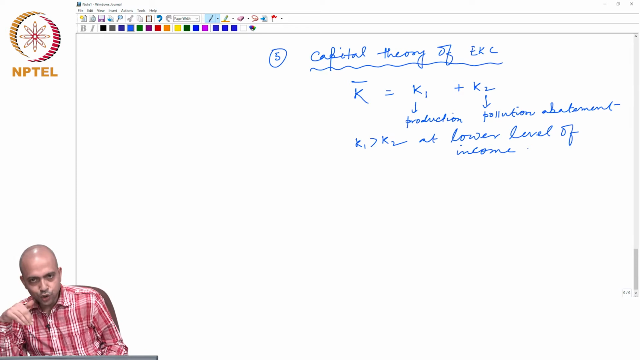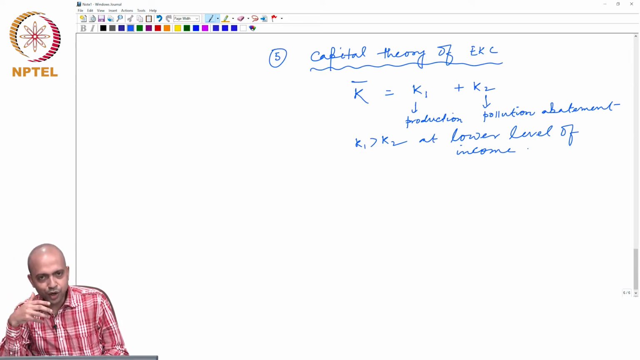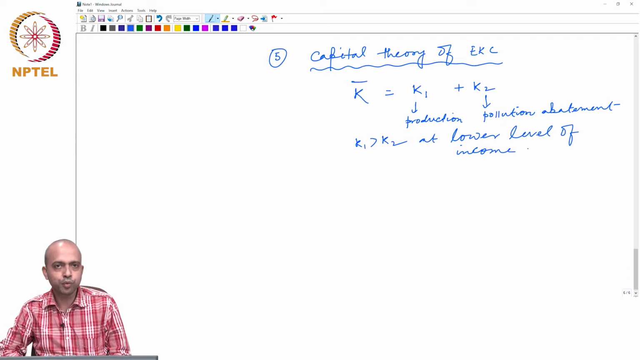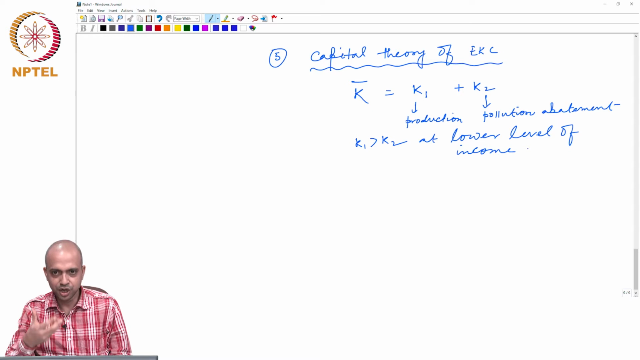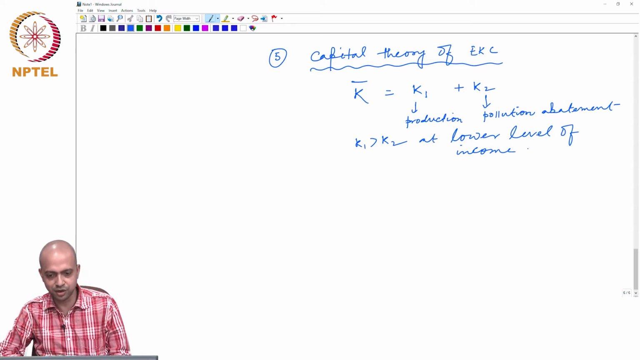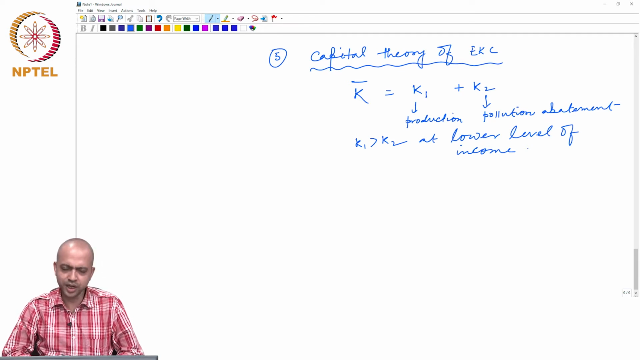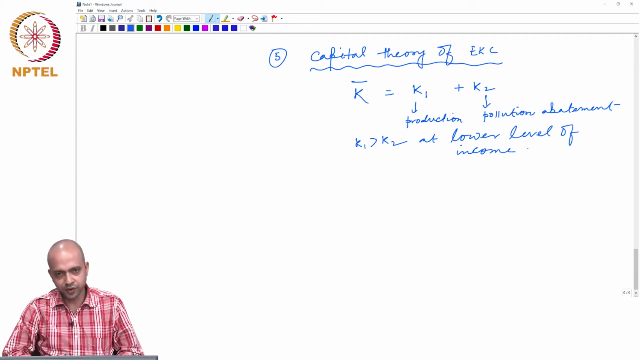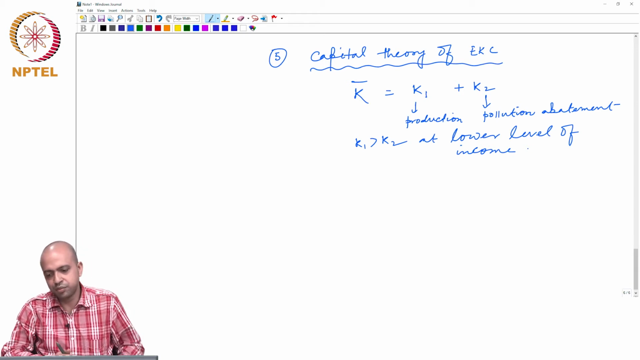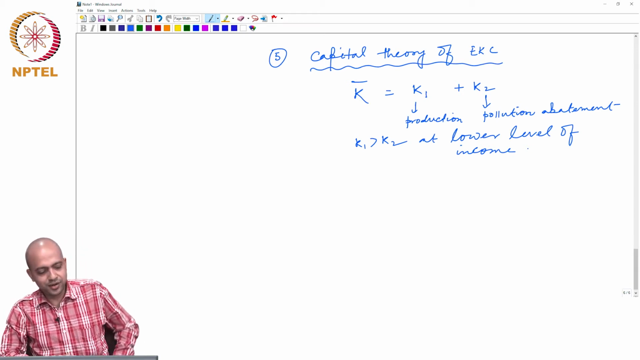Okay. At lower level of income, since the priority is given more on production of goods and services, economy allocates more capital, larger fraction of the given capital towards the production, because the return from the production is much higher than the marginal return from pollution abatement. This is purely coming from the preferences that the society or the economy places at lower and higher level of income, right.